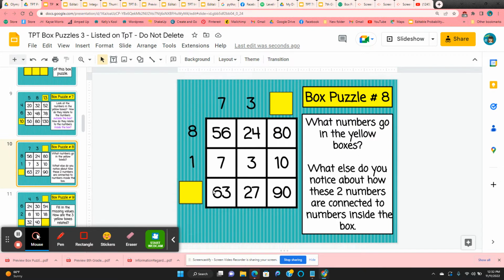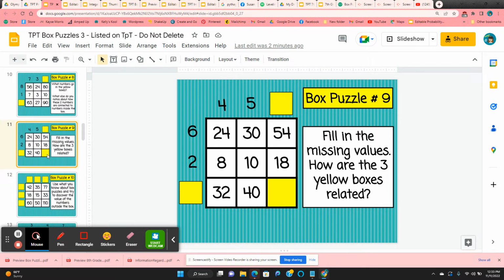Now they're given another one. They have to figure out what these two numbers are. And all they need to do really is just add going across, add going down, and then just check to make sure they work. 9 times 7, 9 times 3, 8 times 7, 8 times 3, and 8 times 10.